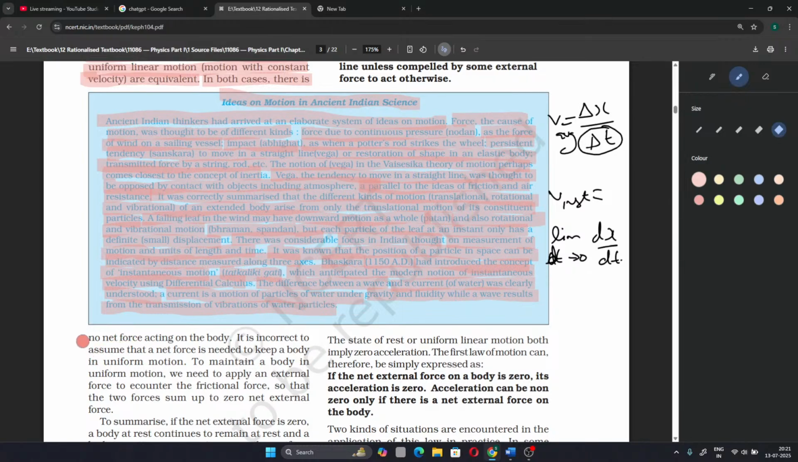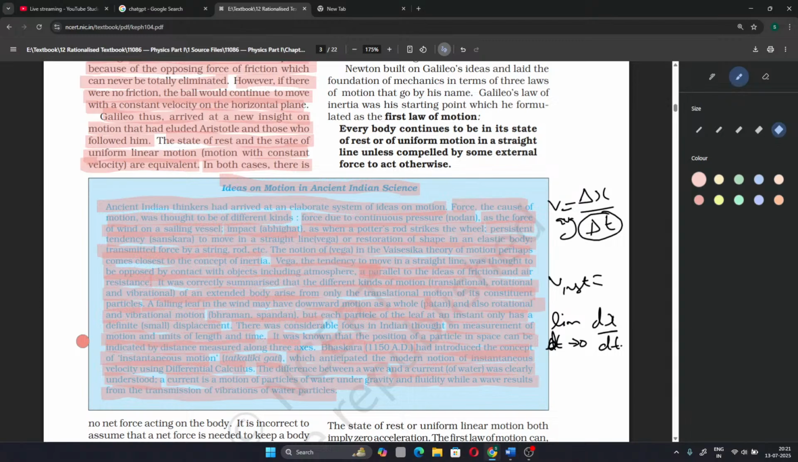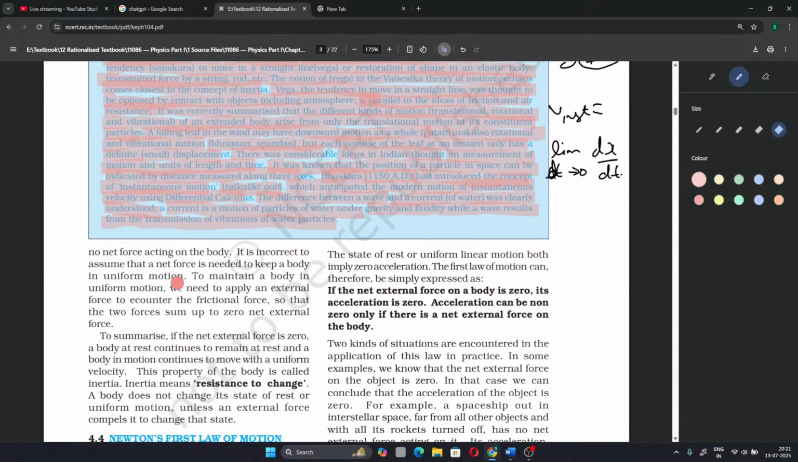In both cases, linear motion with constant velocity and the state of rest, there is no net force acting on the body. That is what I said. It is incorrect to assume that a net force is needed to keep a body in uniform motion. We are basically pointing out the flaw in the Aristotelian law. That is not always true. In the real world it is mostly true, but not in the ideal world where friction is zero.